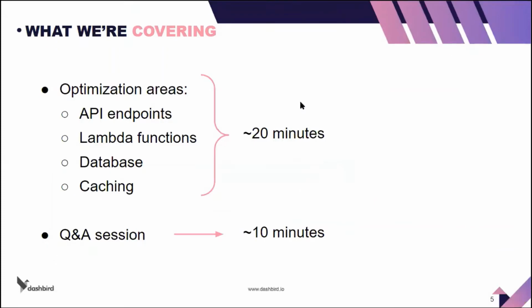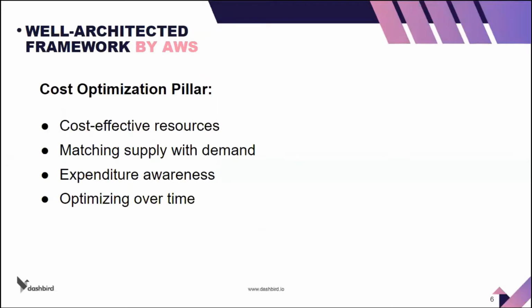Yeah. All right. So we're going to be covering these 4 optimization areas. It's going to take about 20 minutes. We'll go through how to optimize API endpoints, Lambda functions, databases, and a little bit about caching strategies for those 3 previous topics. And at the end of the webinar, we're going to have a Q&A session. So as Tavi said, you can send your questions either in the chat or the Q&A channels of the Zoom interface, and we're going to address those questions at the end.